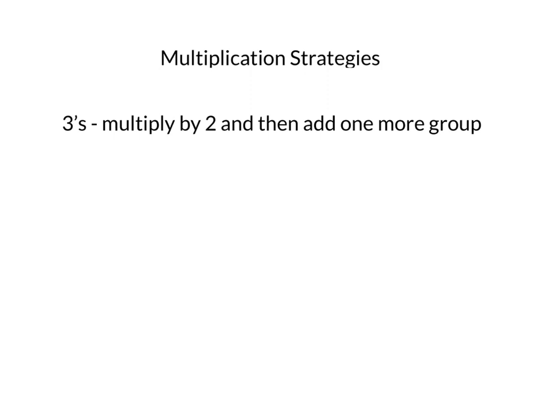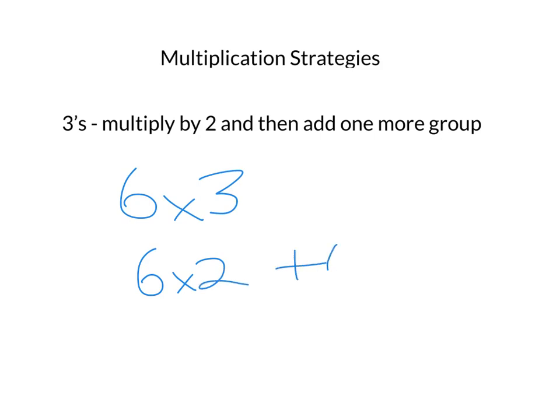If we were doing, say, 6 times 3, what we would do is take our 6 and multiply it by 2, and then we're going to add one more group of 6 on. And since we are doing the 6 times 2 first, we're going to indicate that with parentheses. That would be how you would solve 6 times 3: by doing 6 times 2 plus 6 more.